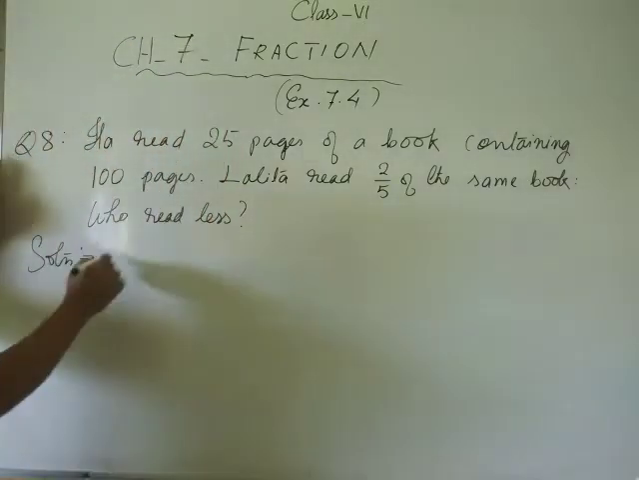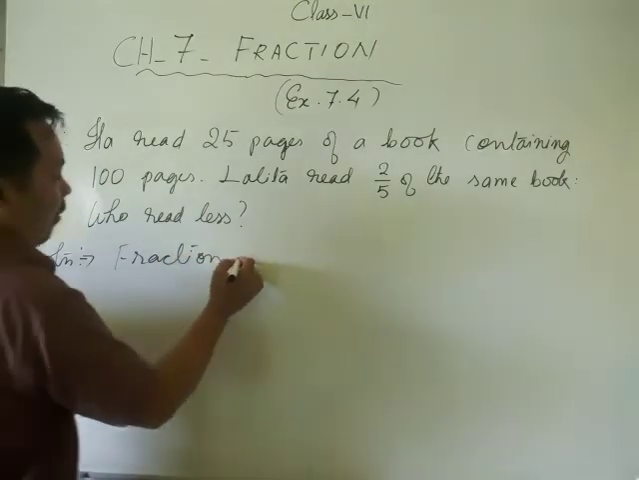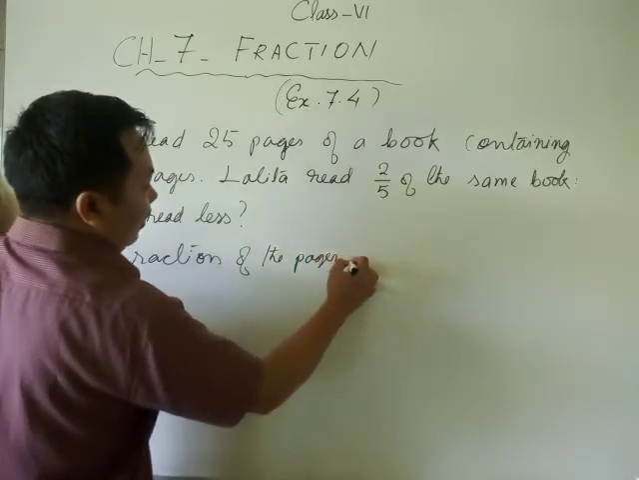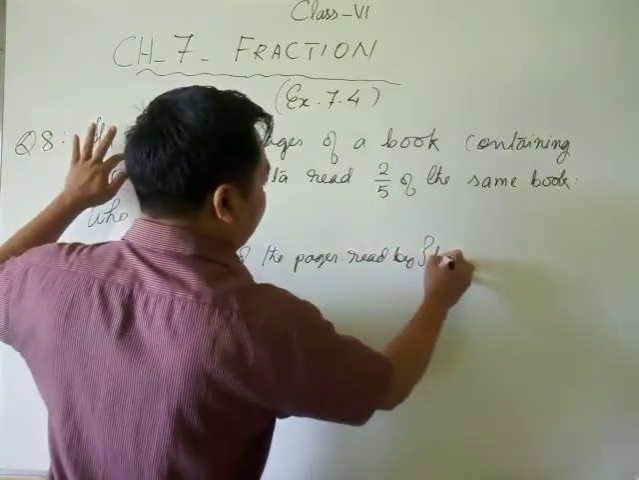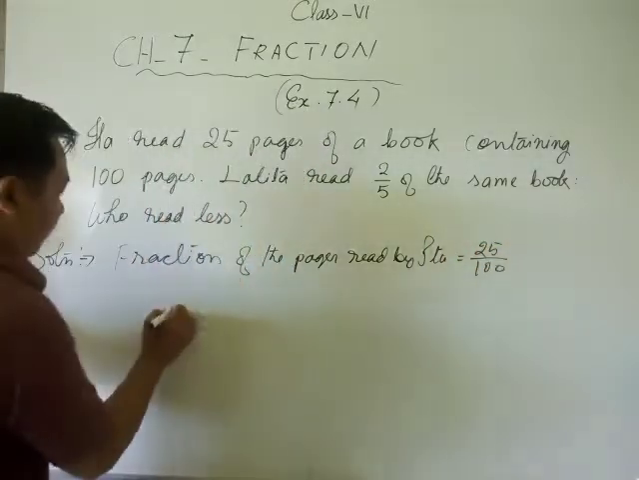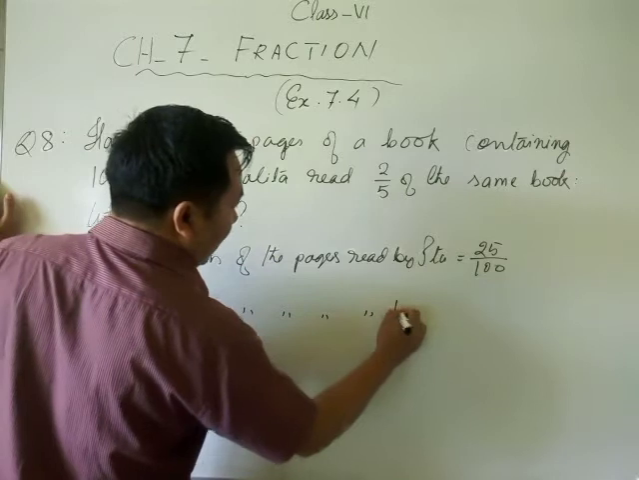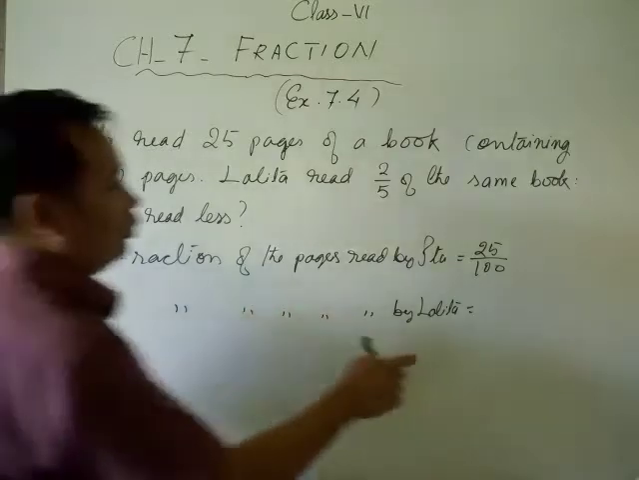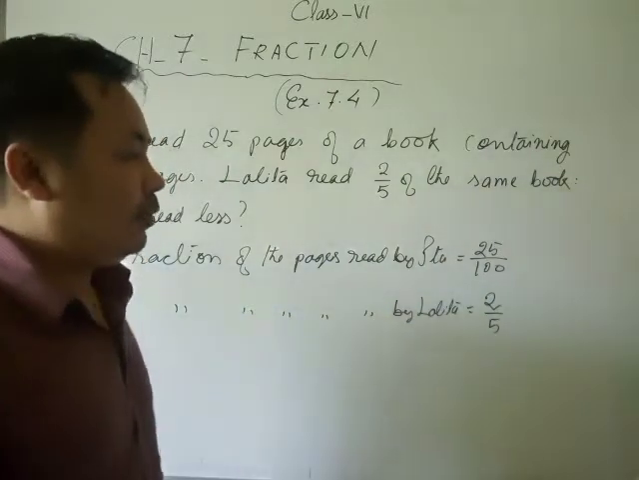So first of all, the fraction of the pages read by Ila will be 25 out of 100, isn't it? And next, the fraction of the pages read by Lalita. How much is that? 2 by 5. Okay. In fact, 2 by 5.